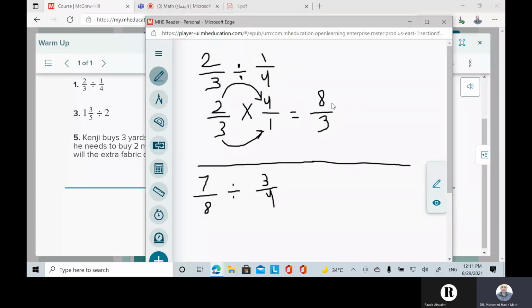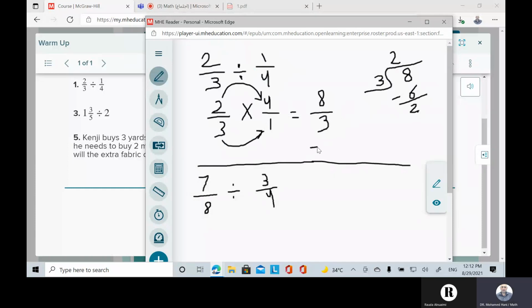8 over 3. Always when the numerator is greater than the denominator, we can write this fraction as a mixed number. How? Using long division. Take 8 divided by 3. Which number times 3 equals 8 or is close to 8? 2. 2 times 3 will be 6. 8 minus 6 will be 2.